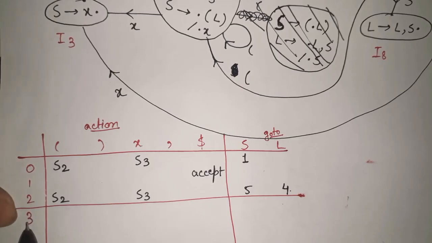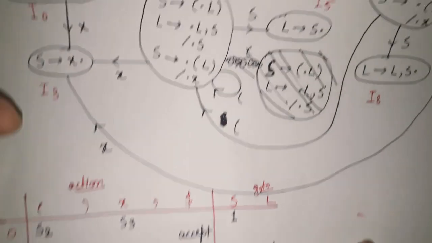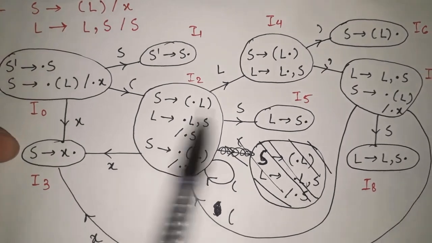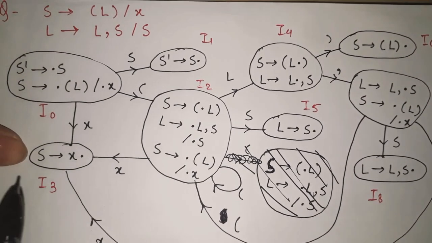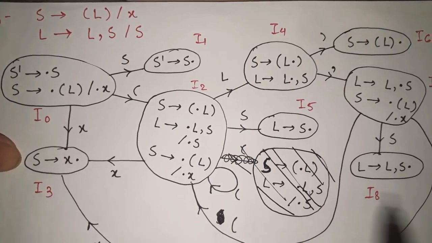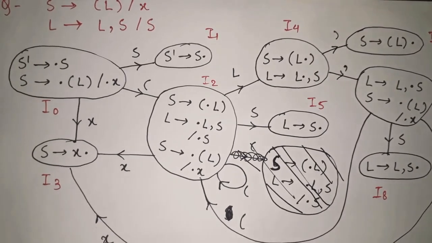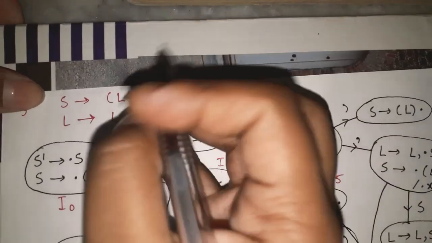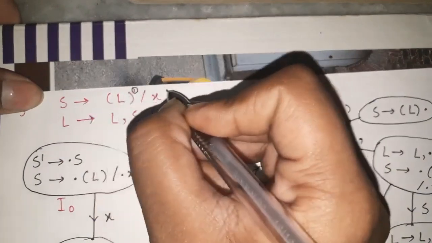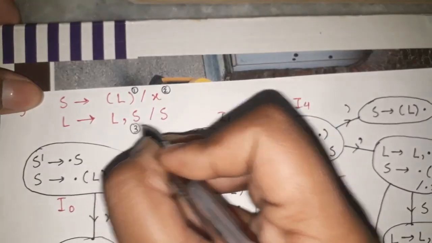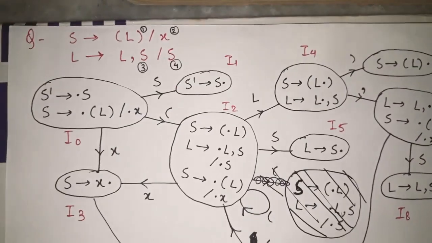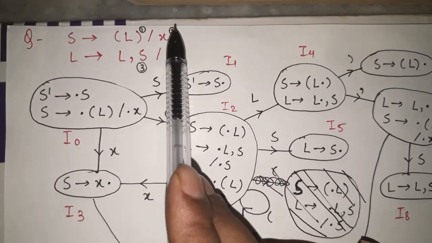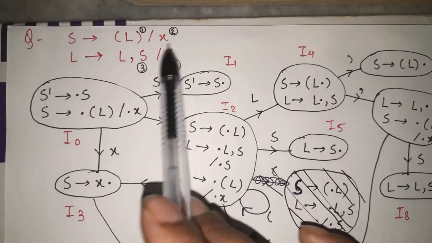Now see state number 3. What is state number 3? S gives X dot. This is a reduction move, because the dot is at the end, which means one production is reduced here. Let's number our productions as 1, 2, 3 and 4. So S gives X dot is my production number 2, so I have to write R2.